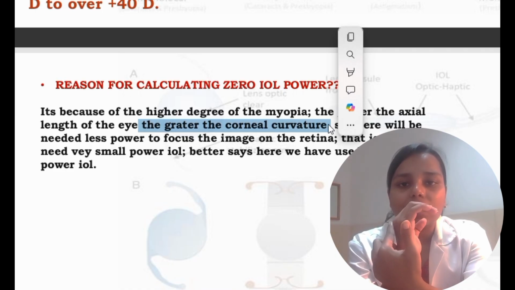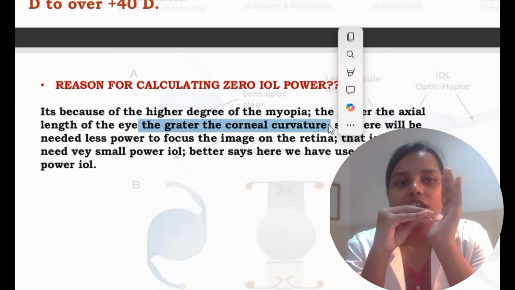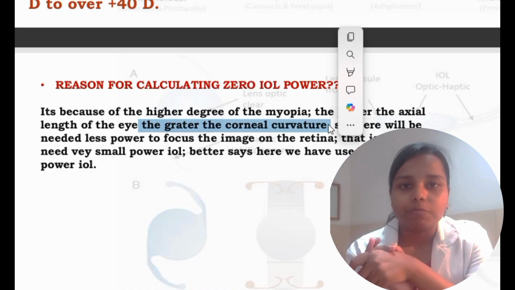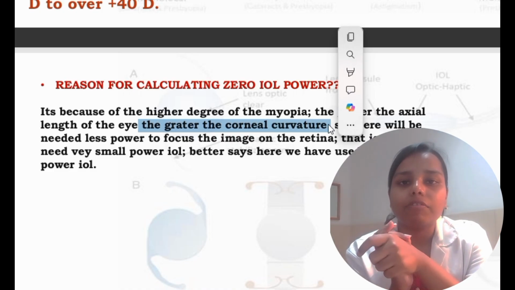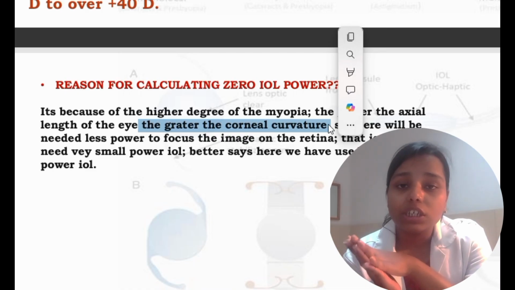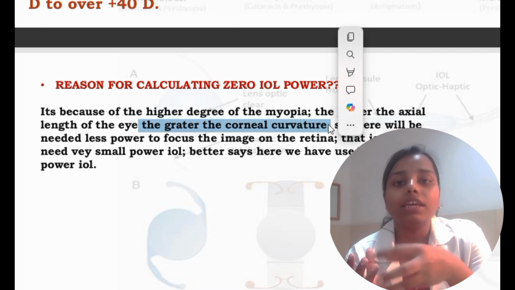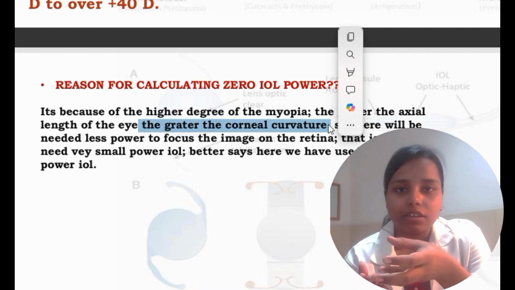This is acting like a convex lens, right? So if it is a convex lens, then the light will converge more. If the retina is here and the light is converging here, then what is it creating? Again a myopic condition, right? So the patient already has a high amount of plus power in her eye. So we don't need to put any other plus lenses there, right?